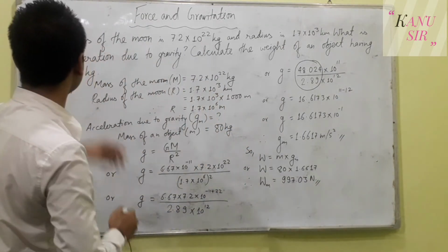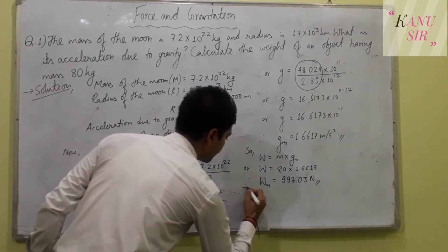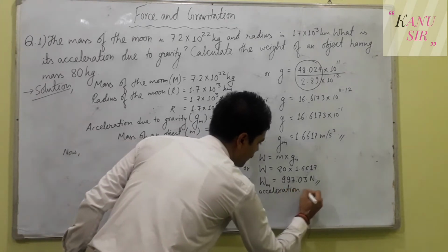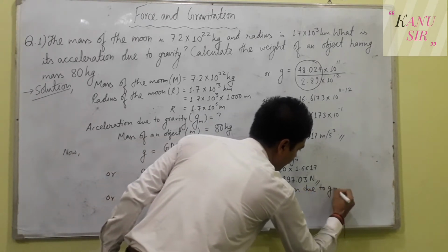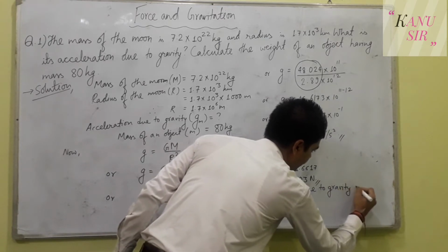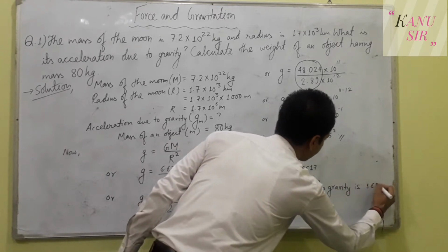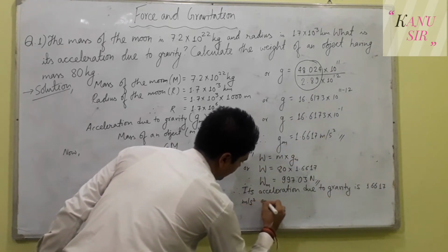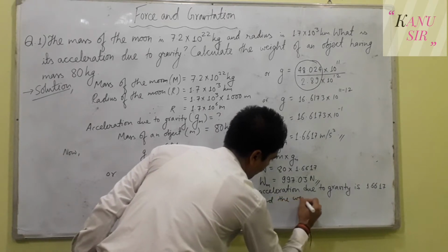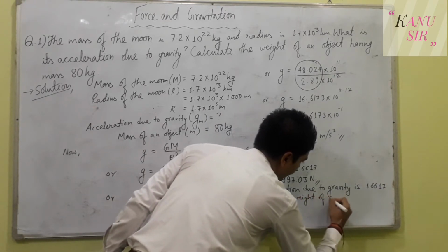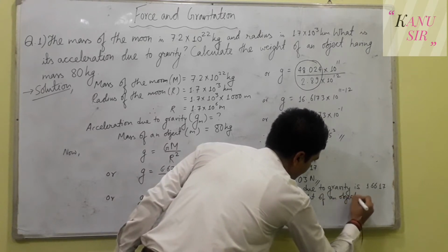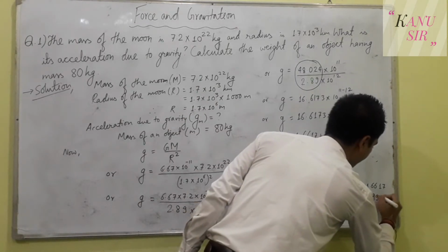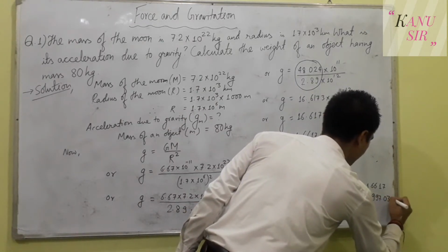So what is its acceleration due to gravity? Therefore its acceleration due to gravity is 1.6617 meter per second square, and the weight of an object is 997.0903 newtons.